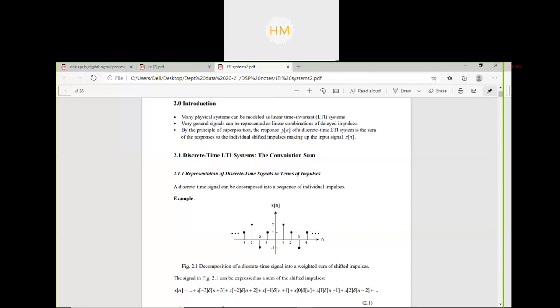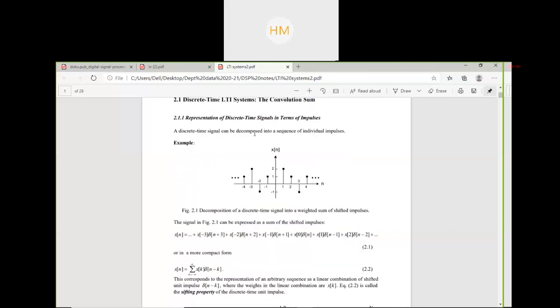Very general signals can be represented as a linear combination of delayed impulses by the principle of superposition. Superposition means the principle of linearity. If I want to prove a system is linear, I can prove it by the superposition theorem, which means the properties of additivity and homogeneity both should exist. That is superposition. So, discrete time LTI systems, the convolution sum.